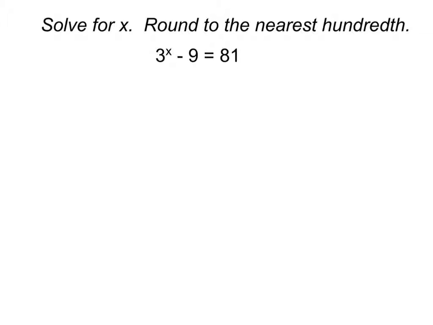All right, so when working through this problem, again, the first thing we want to do is get the exponential by itself. So notice here, that's the 3 to the power of x. So you want to move that 9 over first. So we're going to go ahead and add 9 to both sides. And so when you add 9 to both sides, you have 3 to the power of x equals 90.